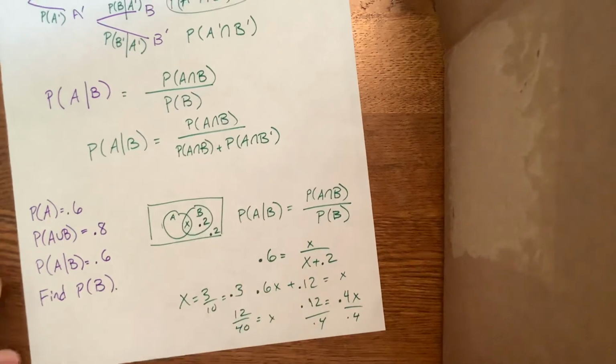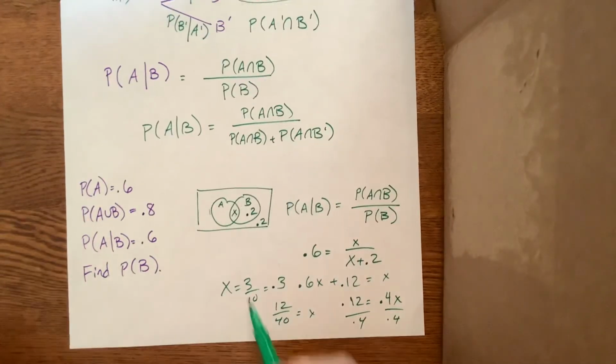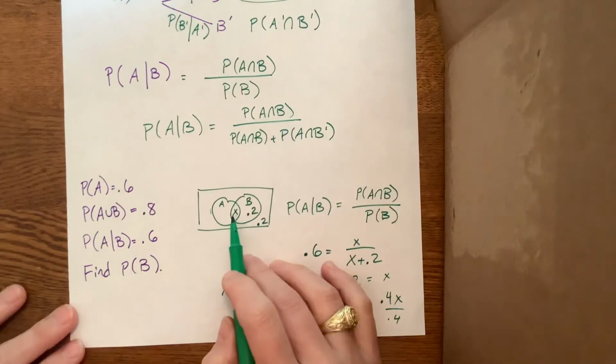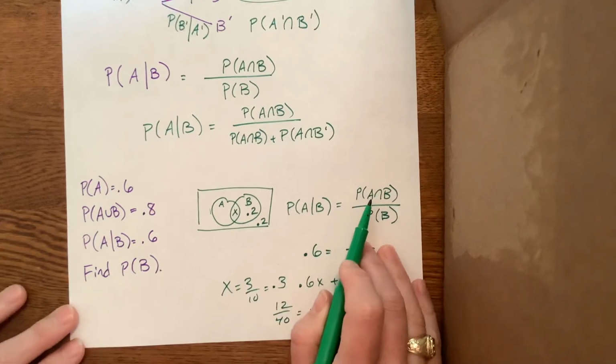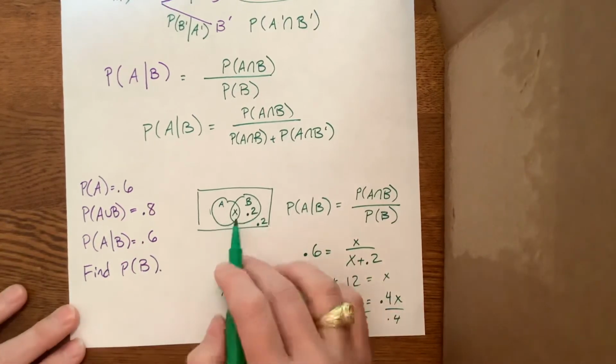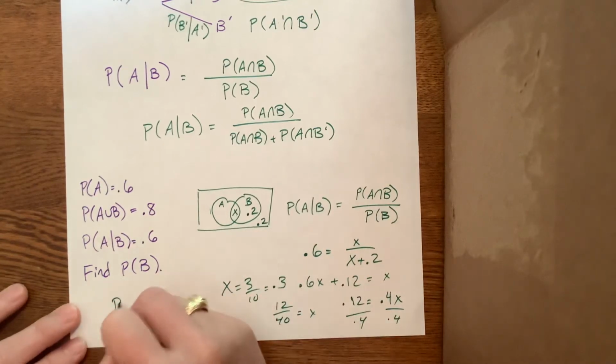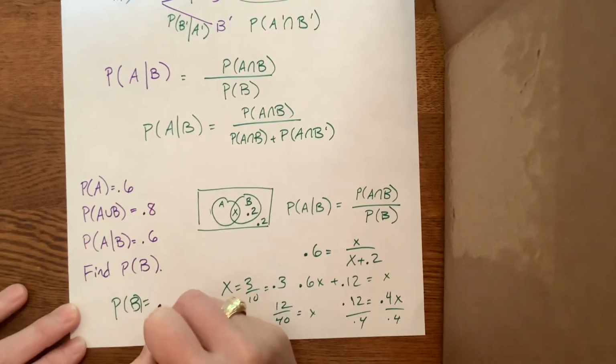That's this right here. Now we have to go back and see what was the question they asked. Is this our answer? No, because this is the intersection. I want this whole thing, so it's 0.3 plus 0.2. The probability of B is equal to 0.5.